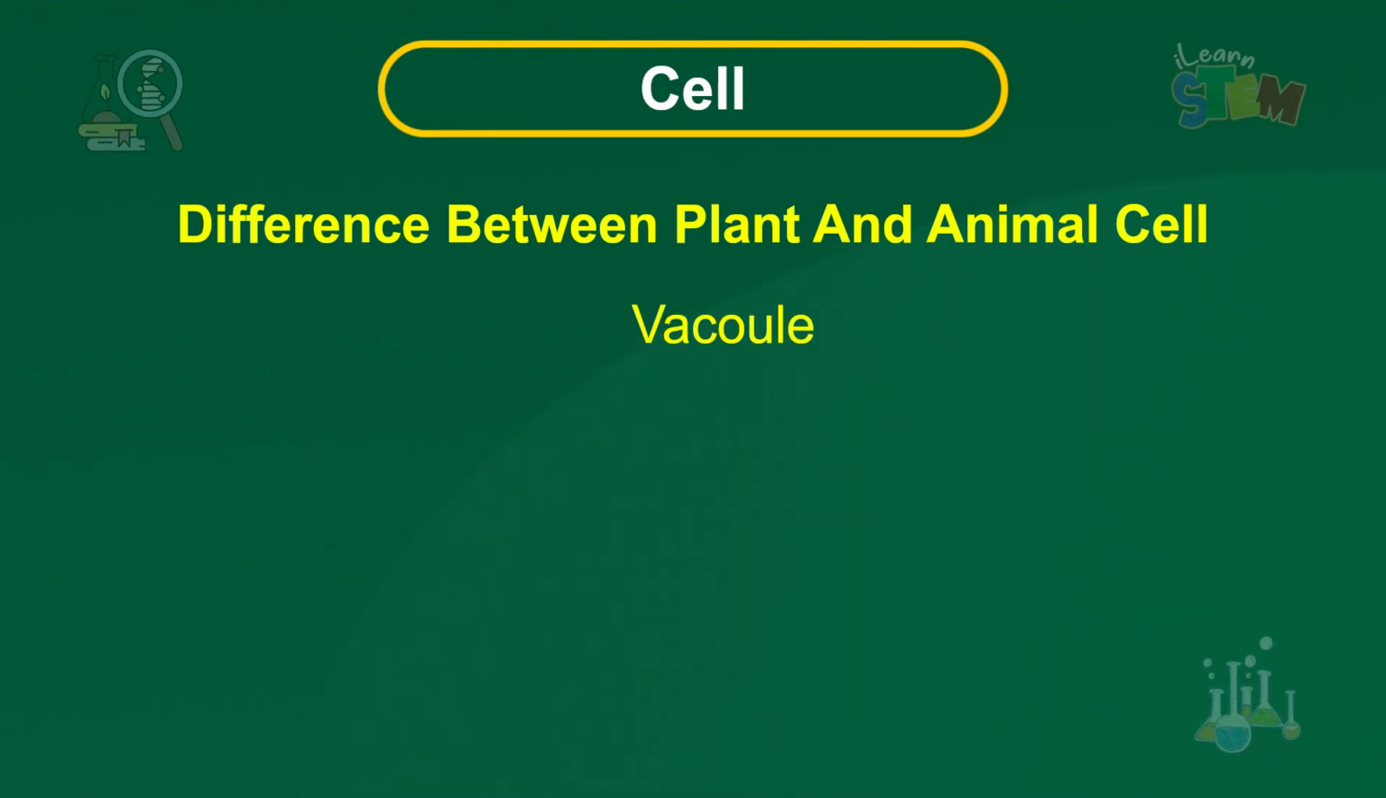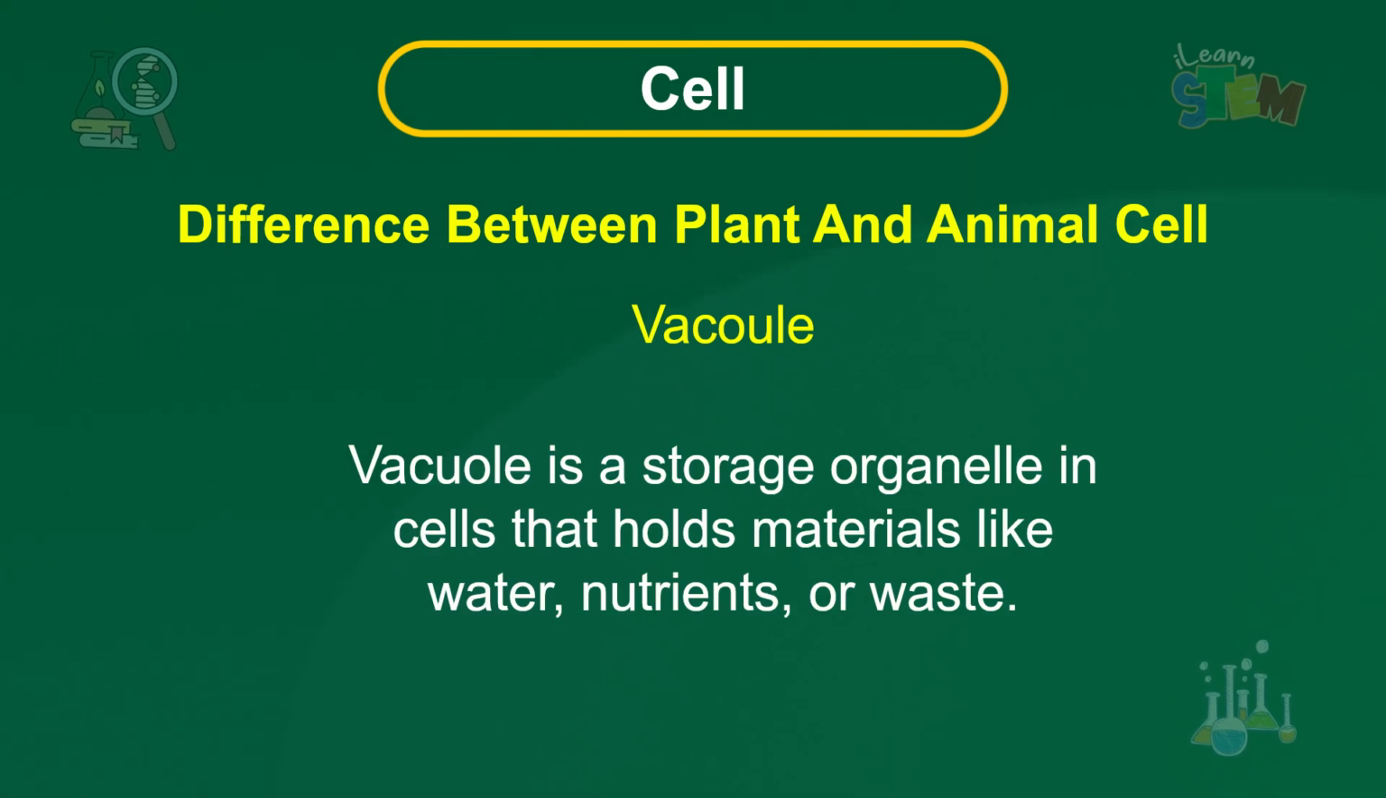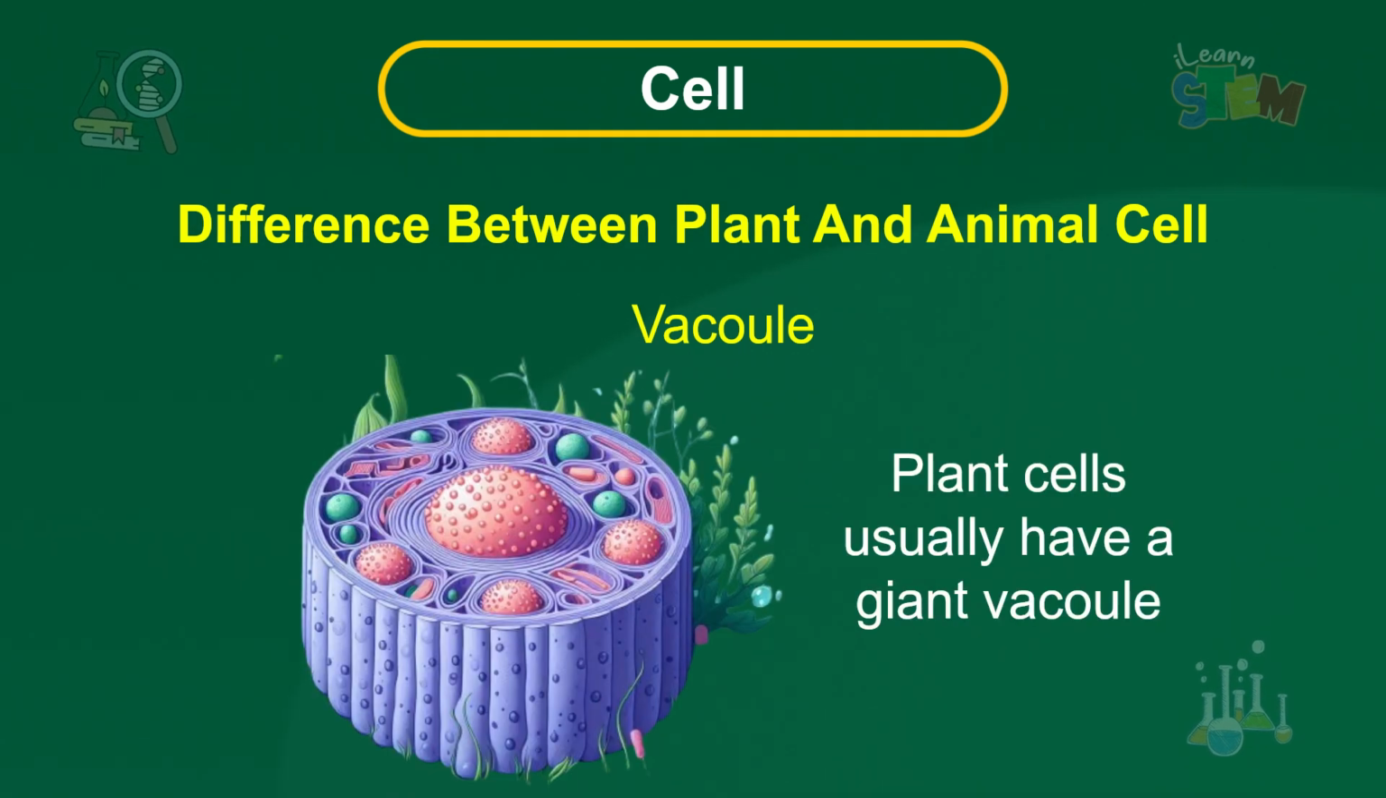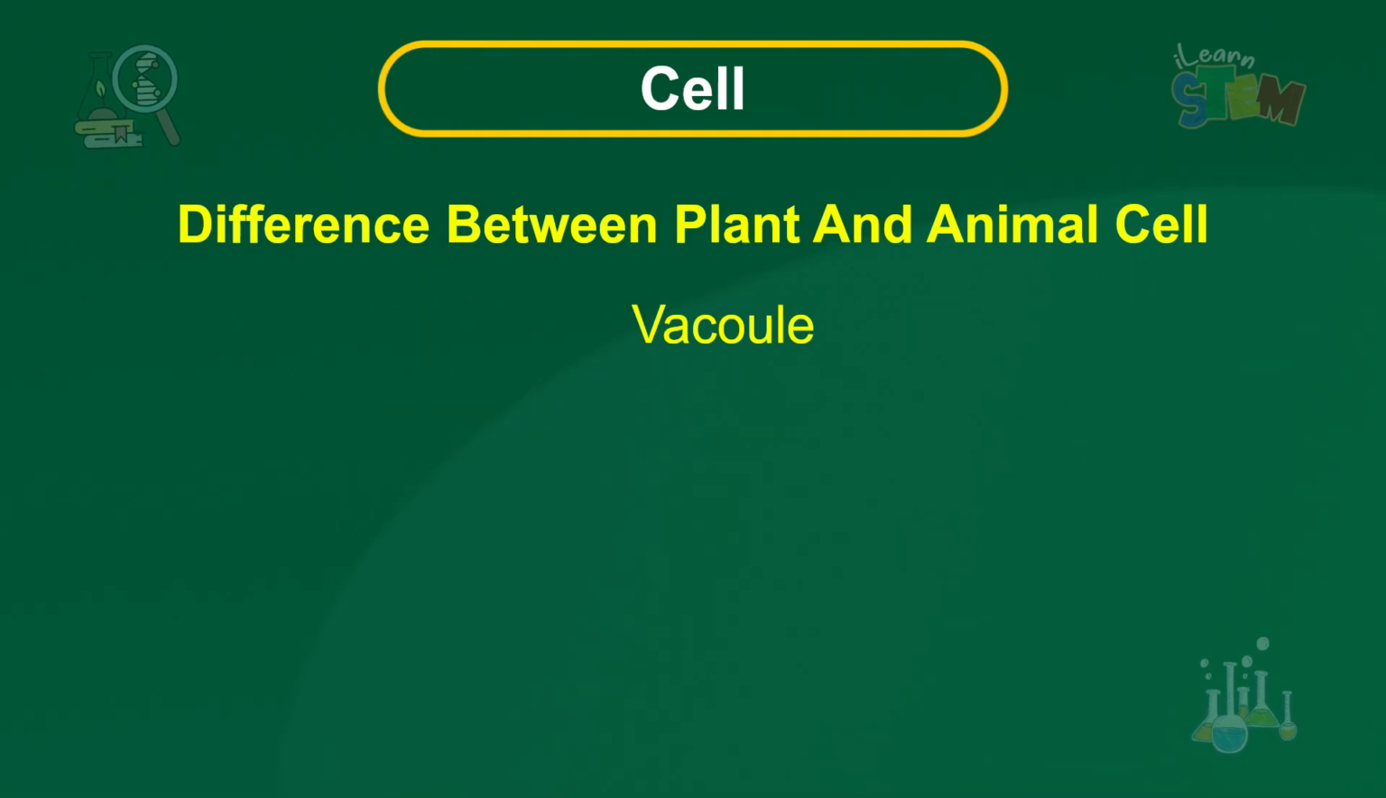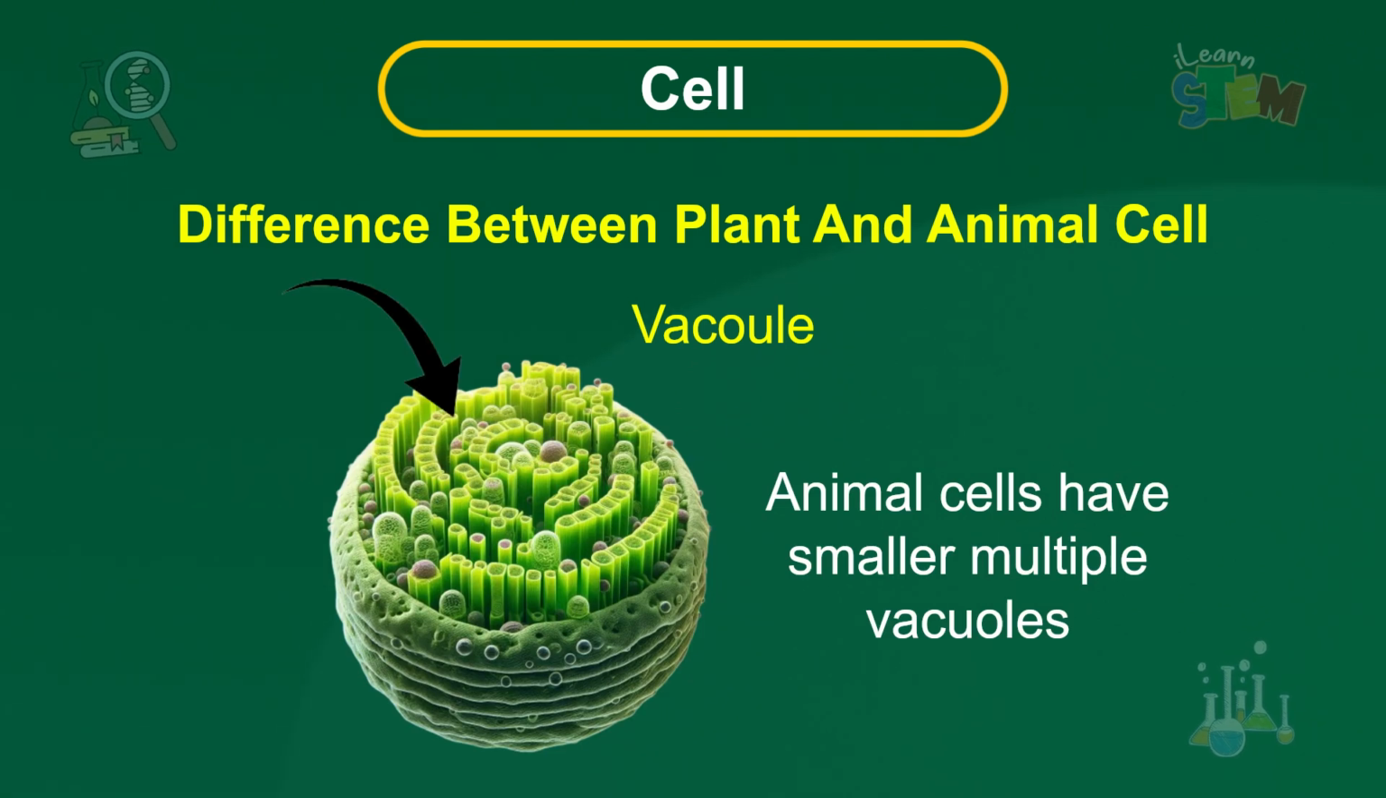Lastly, vacuole. It is a storage organelle in cells that holds materials like water, nutrients, or waste. Plant cells usually have a giant vacuole. Animal cells have smaller multiple vacuoles. It's like comparing a big warehouse to a bunch of mini storage units.